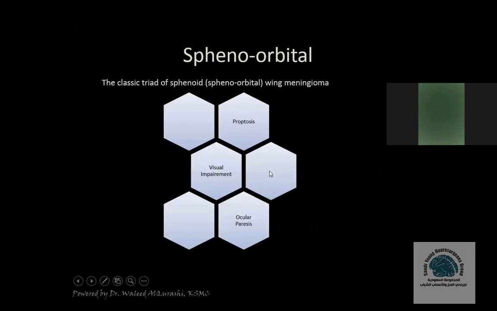The sphenoid meningioma has a classic triad. Usually, the patient will present with proptosis, visual impairment, and ocular paresis, as it extends to the superior orbital fissure and the optic apparatus, compressing the optic nerve.